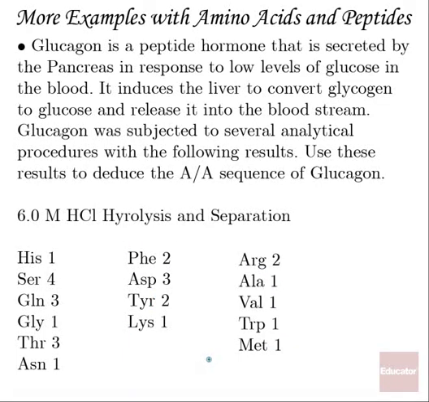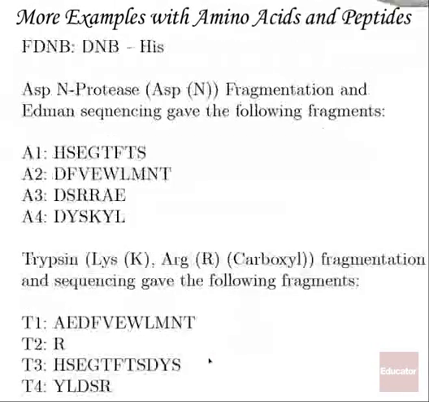Okay, so now let's see what other analyses. We did an FDNB, and we ended up with a DNB-His. Okay, that's good. So we know that histidine, and we notice that we have the one histidine. In this particular case, that one histidine happens to be the N-terminal, so that's some good information.